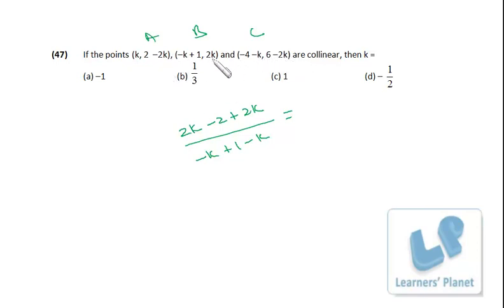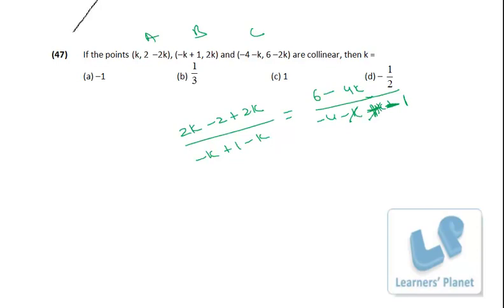So 6 minus 2K minus 2K, so 6 minus 4K by minus 4 minus K plus minus K minus 1, right? 6 minus 2K in the denominator, minus 4 minus K plus 1, so it will be plus K minus 1. Right, so this K and this K cancel.